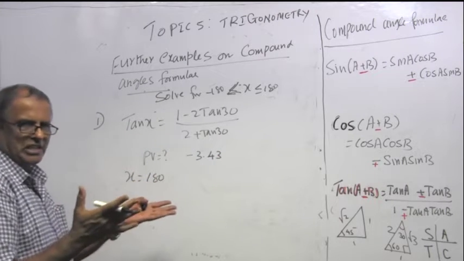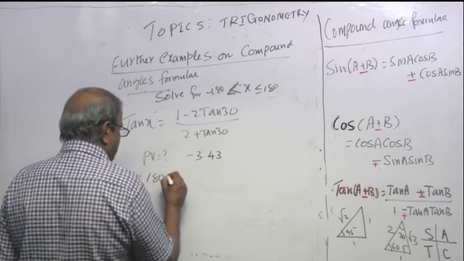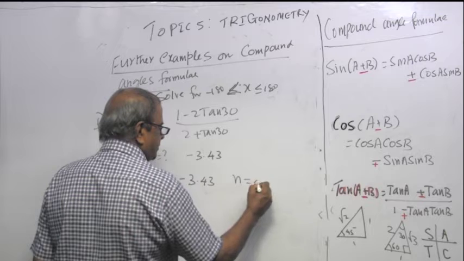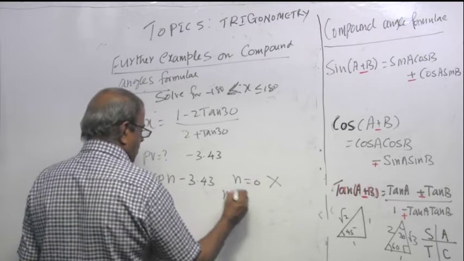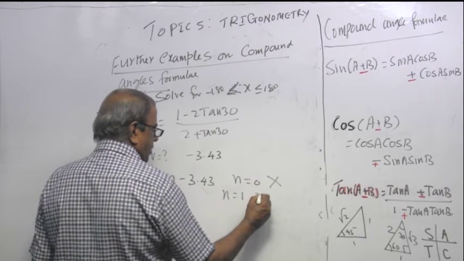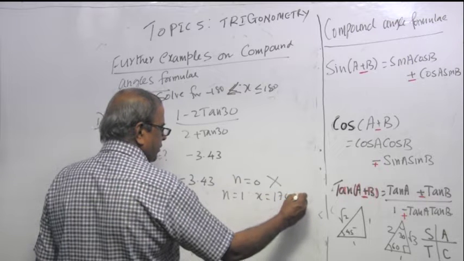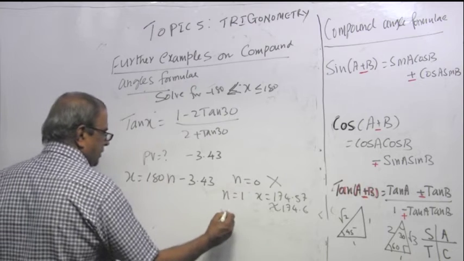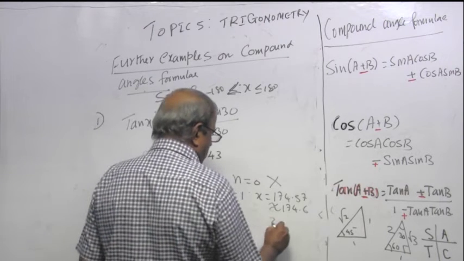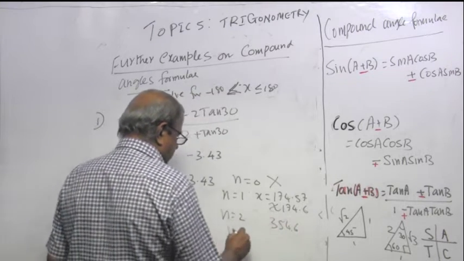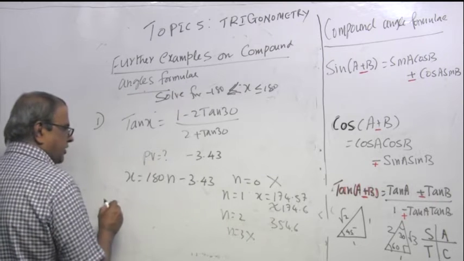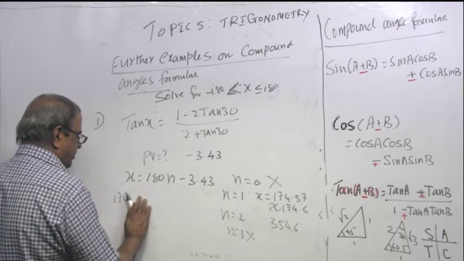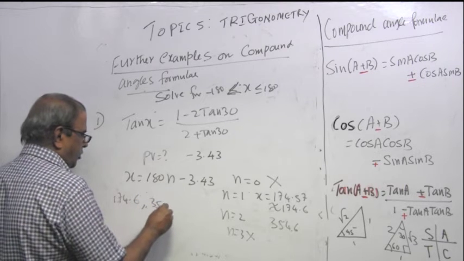I just made up a question, so I didn't expect that to be so small. N equal to 0, outside the range. N equal to 1, 180 minus 175... 174.57 or approximately 174.6. And then put N equal to 2, 354.6. And N equal to 3 is again outside the range. So your answers are 174.57 or 174.6, and then 354.6.